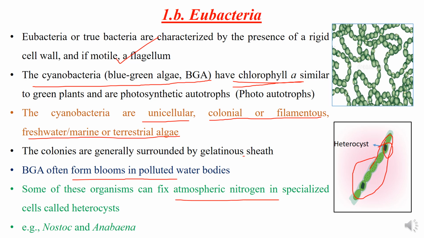But chlorophyll a is present in all the cells so that they can synthesize their own food material, not because of the heterocyst. The heterocyst is especially useful to fix atmospheric nitrogen. Examples of eubacteria are Nostoc and Anabaena. You can see the Nostoc structure here, how it looks.